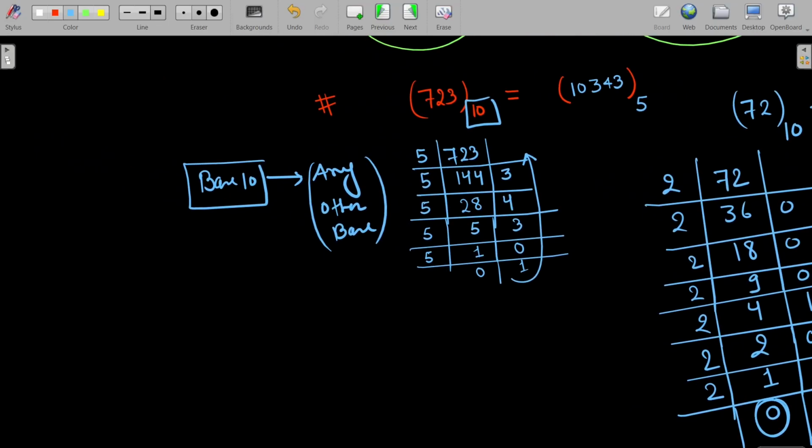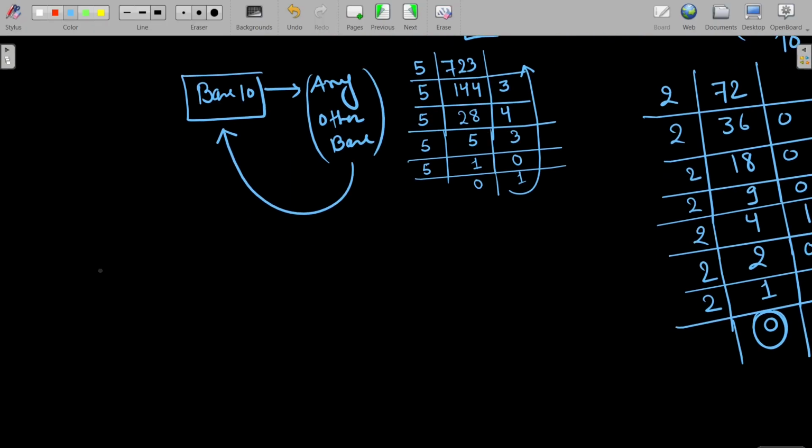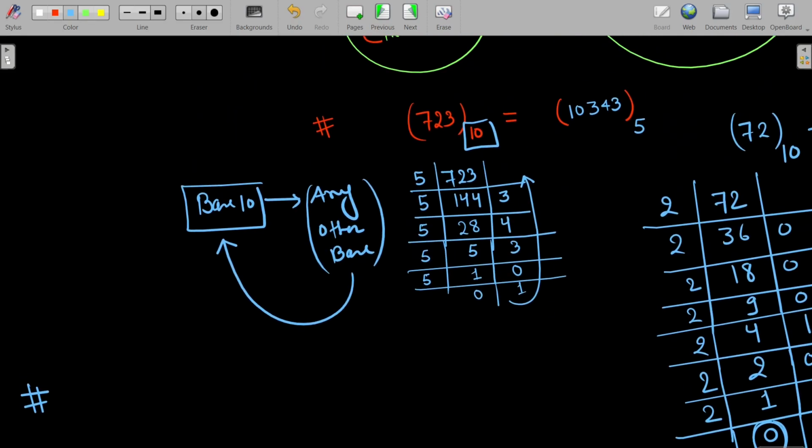Now, can we reach from any base to base 10? How can we reach from any base to base 10? Let us take a question. Suppose we take the same question, this one. I'm taking this 10343 in base 5. Now I want to write it in base 10.